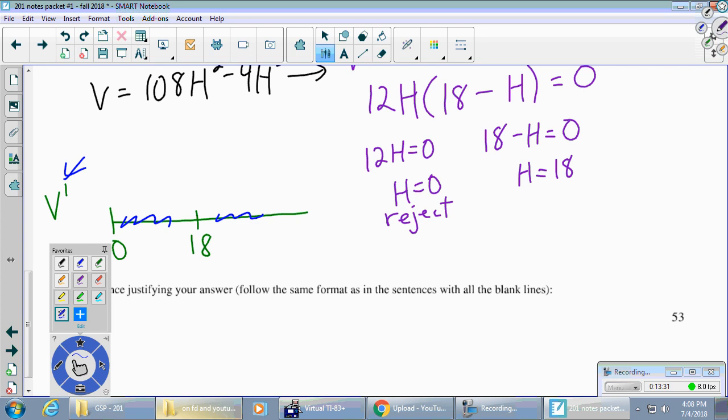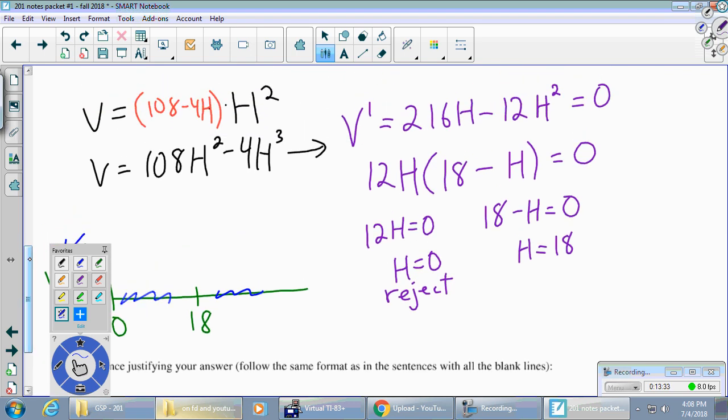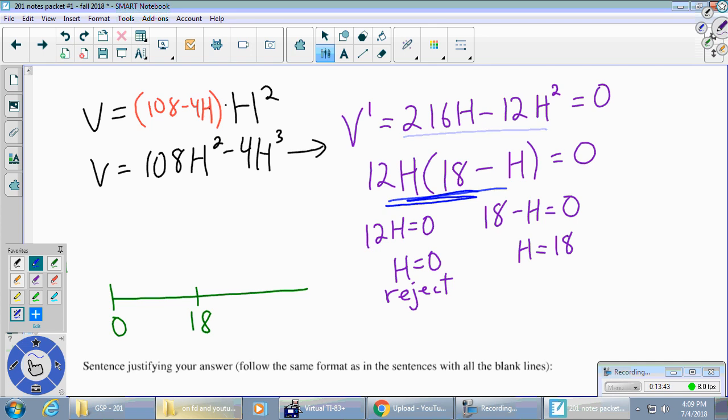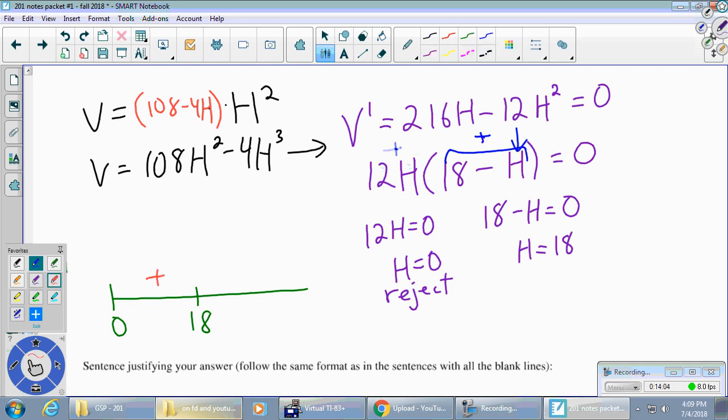So here we go. V prime, we got a couple of versions of V prime. You could use this version or this version. Either way is okay with me. If I have a factored thing, I'm probably using it. So let us use the factored version. We're picking a number that is in between 0 and 18, for example, 10. And I'm plugging 10 in for both H's. So 10 right here, 12 times 10. Don't do the arithmetic, but just note that is a positive thing. 10 right here. 18 minus 10 is also a positive thing. And I multiply these two positive things and I get a positive thing.